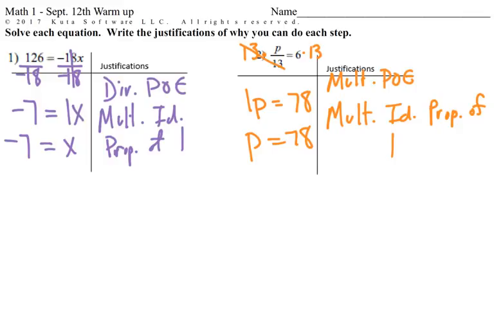To make it a little easier on you, instead of having to use these identity properties, let's get rid of those and we can just cut out one step to make it a little easier for you guys. So there you go, and let's get to work.